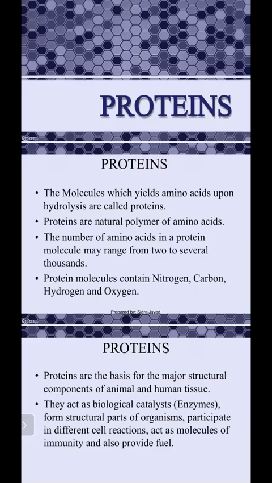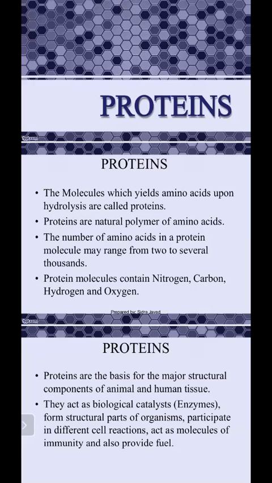Protein molecules contain nitrogen, carbon, hydrogen, and oxygen. Why do we say natural polymers? Because proteins are natural components in our body. Polymer means these amino acid monomers conjugate, or combine together, to form a protein.